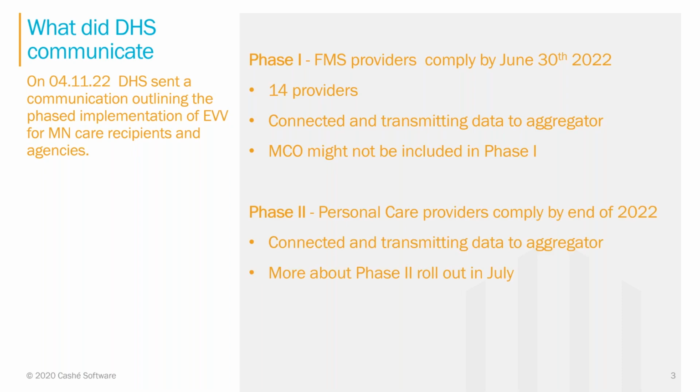So for most of you that are on this call, phase two is what applies. Phase two is all the other personal care providers, and the expectation is that by end of 2022, DHS expects the other personal care providers to be connected and transmitting data. In terms of when that will begin is unclear. Again, based on DHS's communication, phase two will roll out after FMS is up and running, and they've been somewhat vague, but they seem to imply that it's in July. So we'll wait and see what happens.